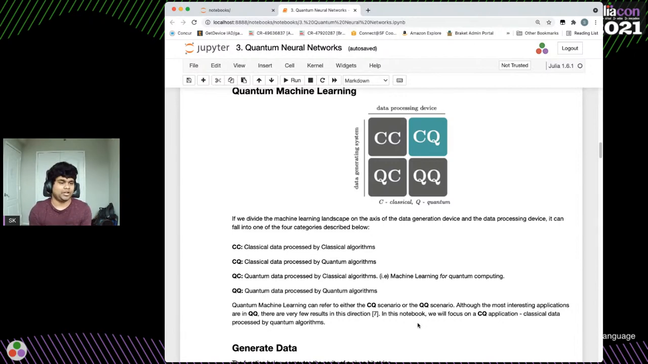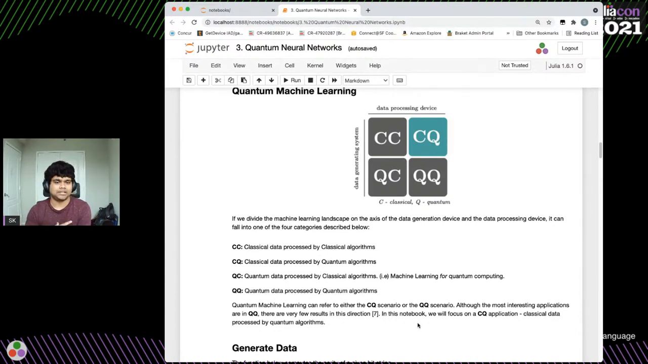But the other more popular direction, and the one that we will be approaching in this notebook and giving a good overview of, is the third scenario, the CQ scenario, which is classical data processed by quantum algorithms, right? So how can you use data that we already have today and perform tasks that we're already doing with classical algorithms, except can we replace those classical machine learning algorithms with some quantum algorithm? So this is largely an area of research.